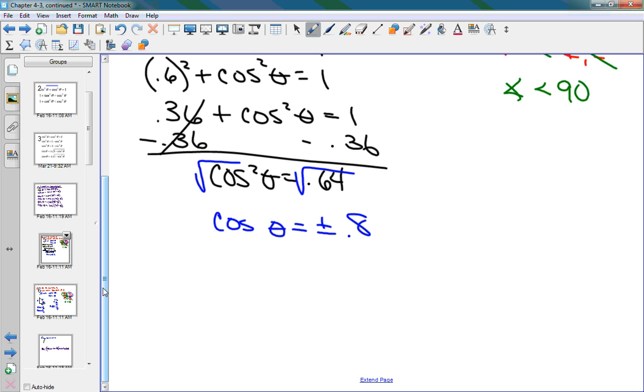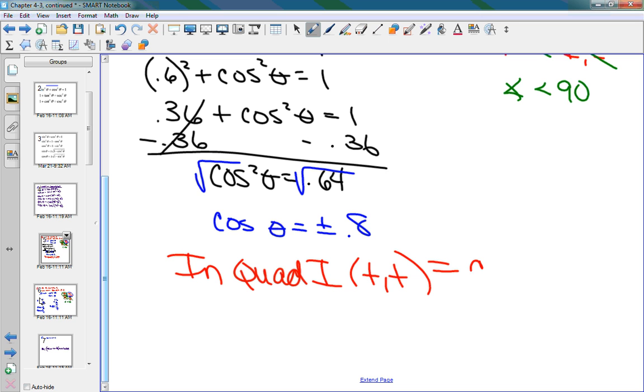Now, that plus and minus is very important because that tells me I can have my cosine being positive or I can have my cosine being negative. Then I have to think back to what quadrant I'm in. What quadrant am I allowed to be in? I'm only allowed to be in the first quadrant. Since I'm in quadrant 1, that means it's the plus-plus quadrant. Can it be negative? No. Cosine must be positive.